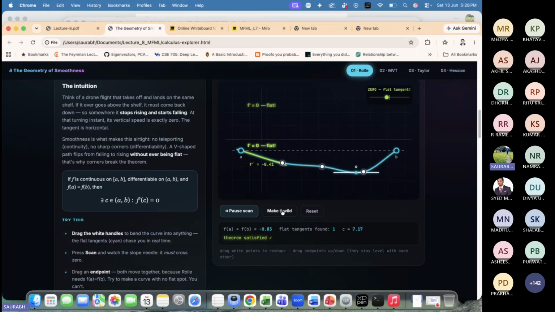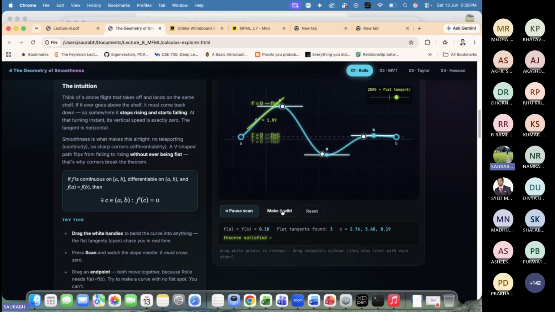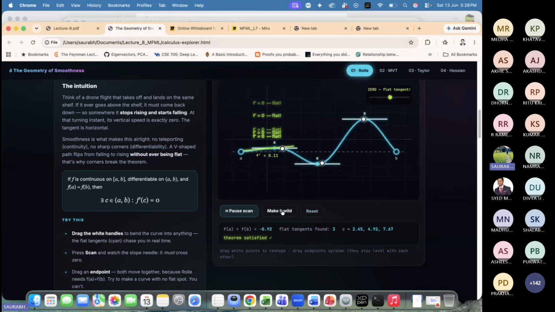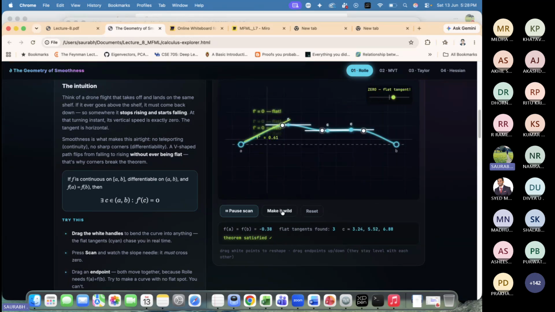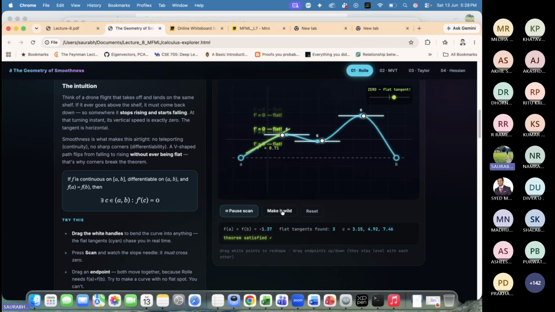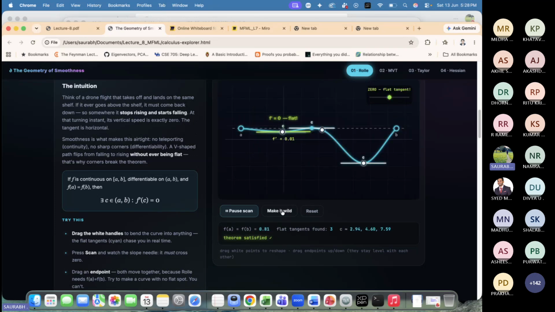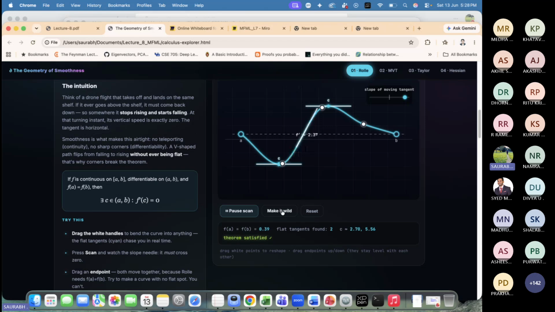Imagine anything, right? As long as f of A is equal to f of B, like the incident of throwing the ball above, you would have a situation like this. At least one point where the instantaneous rate of change would be equal to 0. That's what is being shown here.